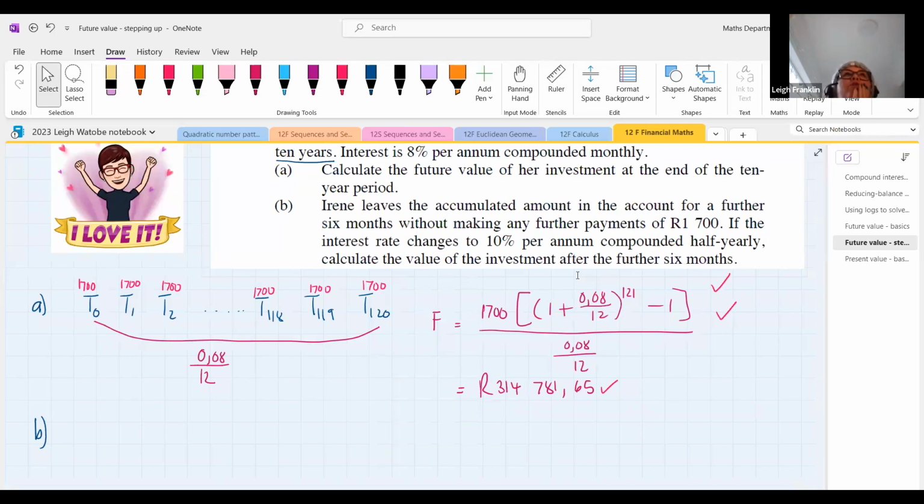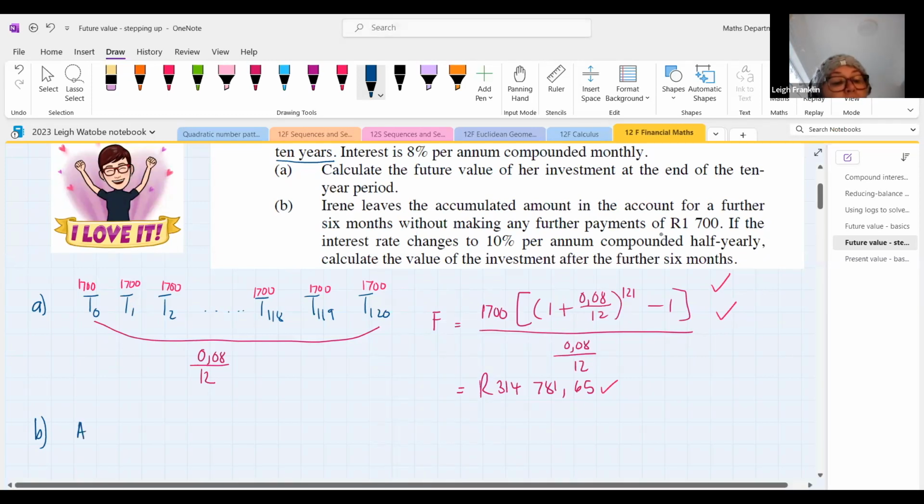Okay, so why are you using that formula and not future value? Because if it says here she leaves it in for a further 6 months, which means it doesn't completely change. Thank you, Amahle, that's lovely. The reason why we use the compound interest formula, good, well done, is because there are no more regular payments. The regular payments have stopped, so now we have to use compound interest.